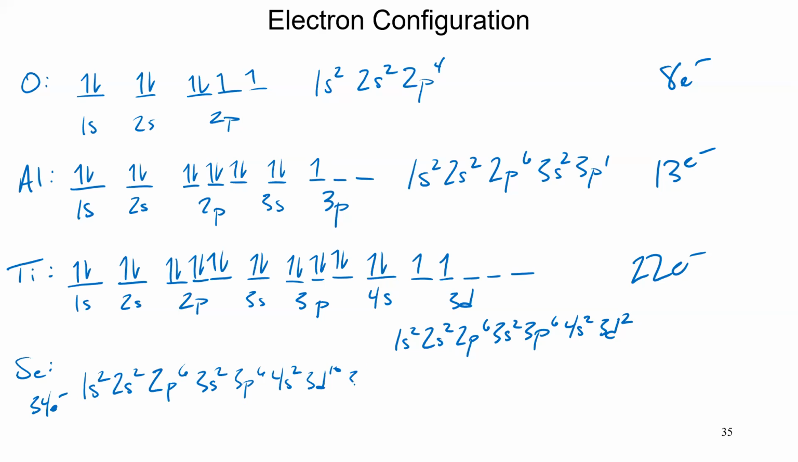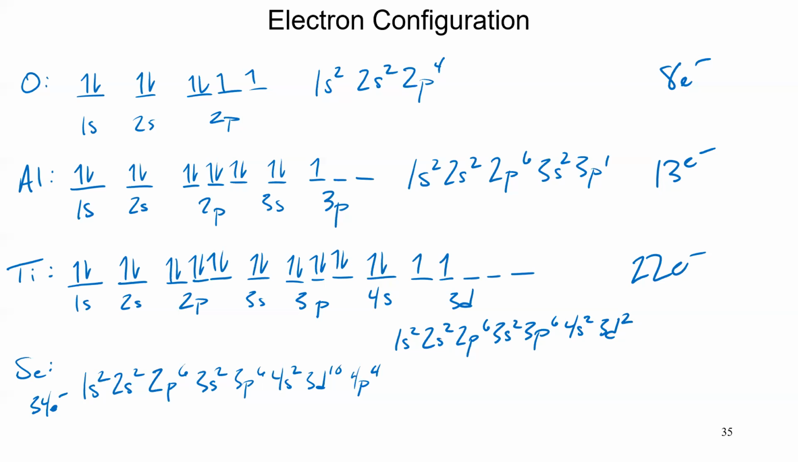3d10, there's 30. 3p6. Oops, 3p4. Sorry, 34. That's where we're going. Don't you mean 4p, sir? I do mean 4p. Thank you.